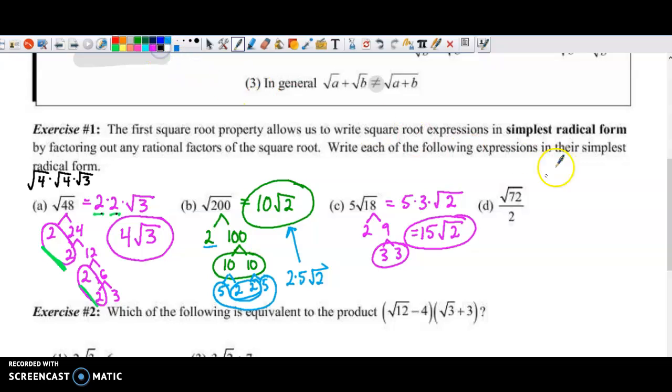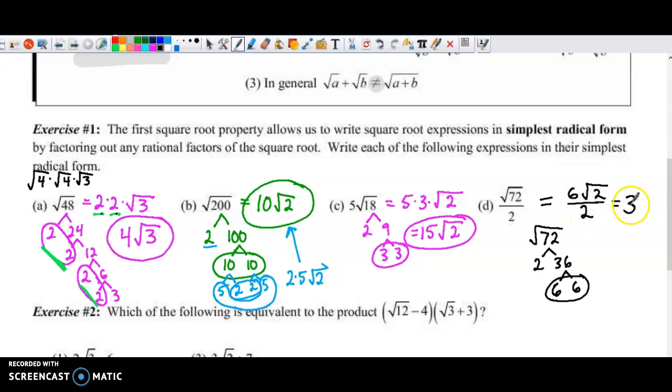And we can also do things with square roots. Who cares that we have this divided by 2? If I ask you to break down 72, maybe you do this as 2 and 36, and then you see 6 and 6. All right, well, there's your pair of numbers. So you could rewrite this as 6 root 2 over 2. But we could simplify that further because 6 divided by 2 is 3.